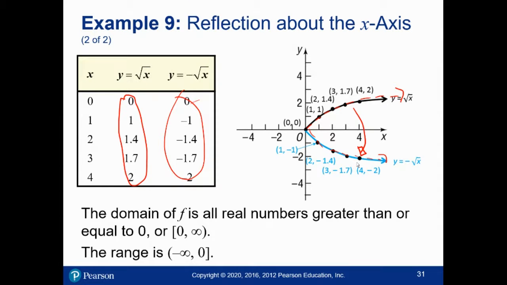Okay, I used to only get out positives and 0, and now I get out negatives up to and including 0, because everything I got out got flipped. So this sort of reflection does not change the domain, but it does flip the range.